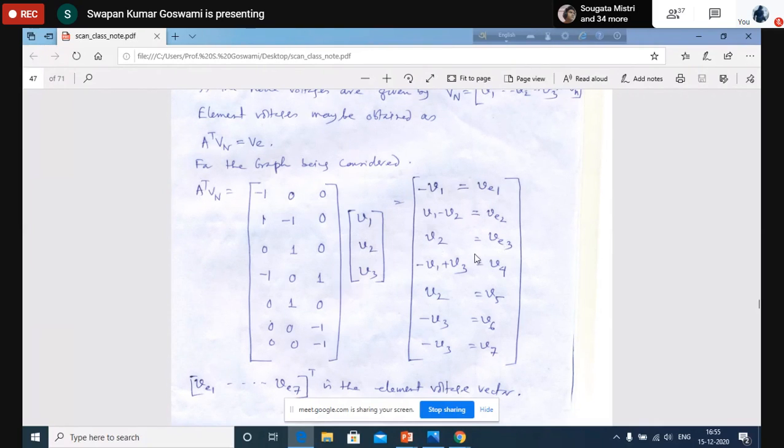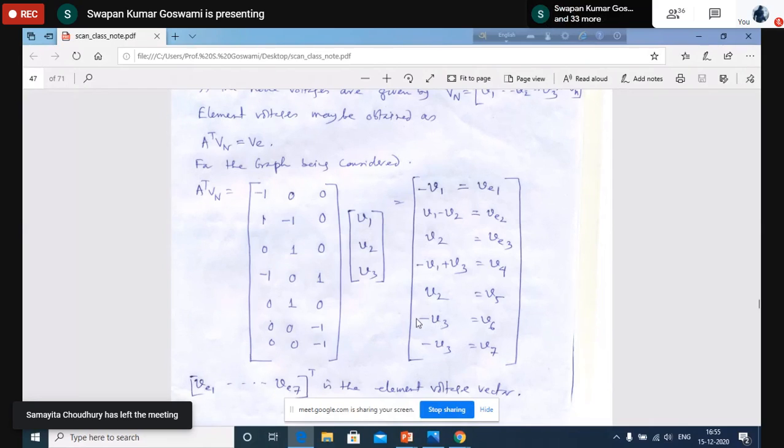Similarly, the voltage across element 4 is V3 minus V1. Element 4 is V3 minus V1. Similarly, the voltage across element 5 is V2, perhaps it is V2 minus V4. Across element 6, it is V4 minus V3. V4 is 0, so it is minus V3. Voltage across element 7 is V4 minus V3. Since again V4 is 0, it is minus V3.